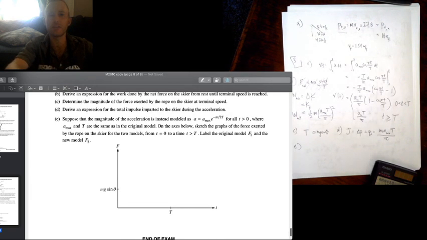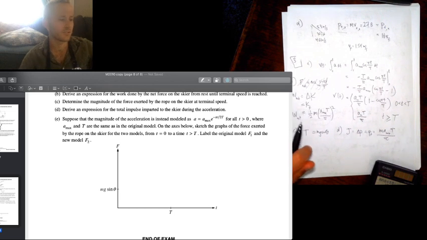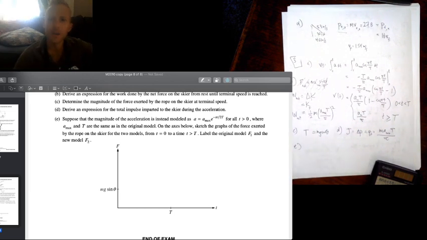Suppose that the magnitude of the acceleration is... So this question is kind of just about definitions. It's really quite simple. Suppose the magnitude of the acceleration is instead modeled as exponential decay.